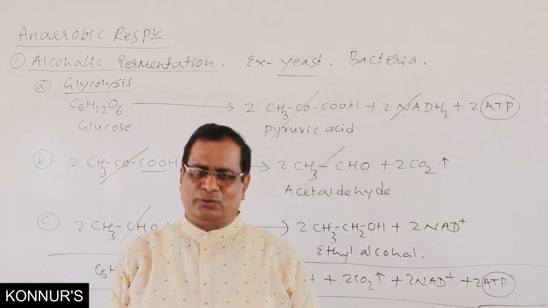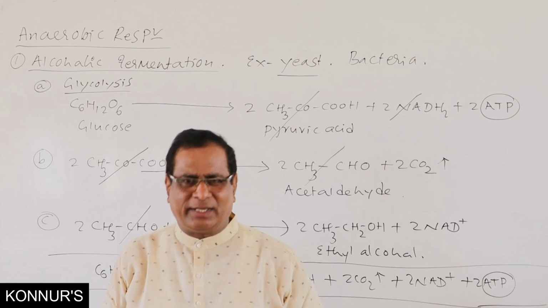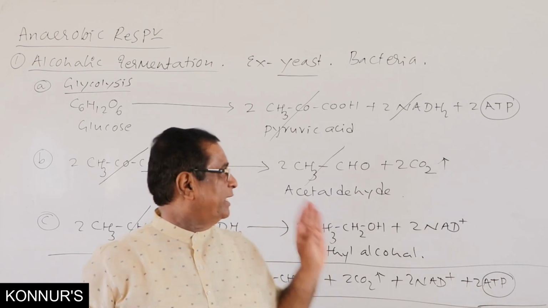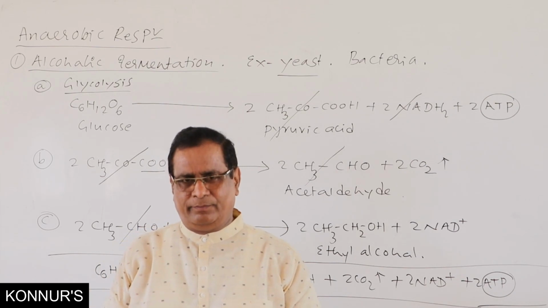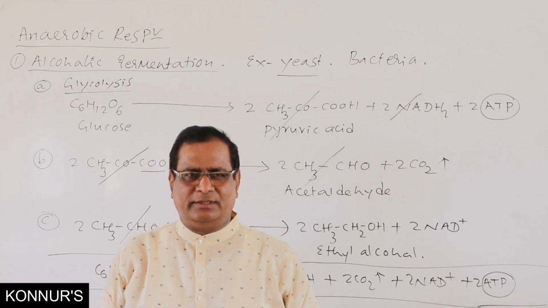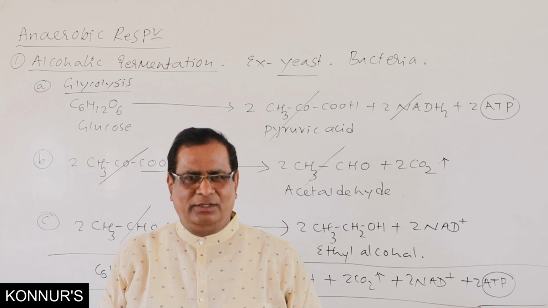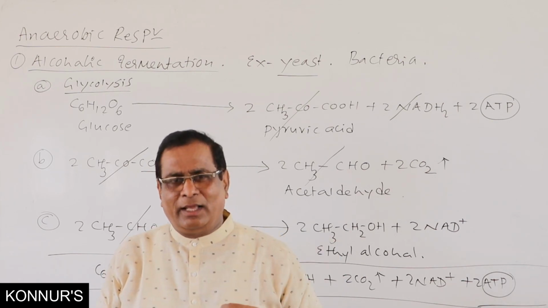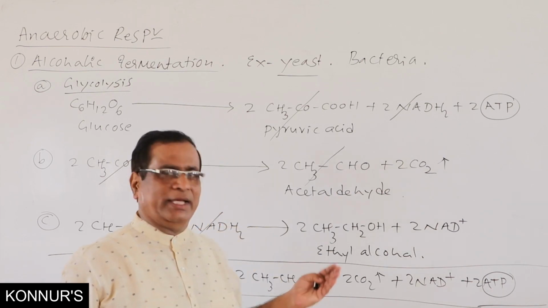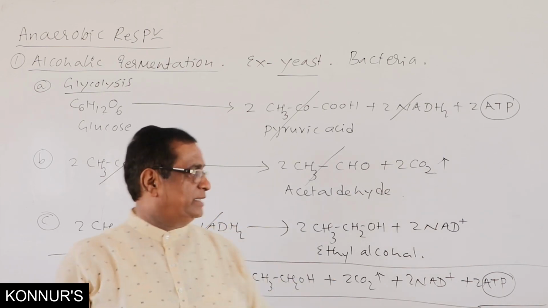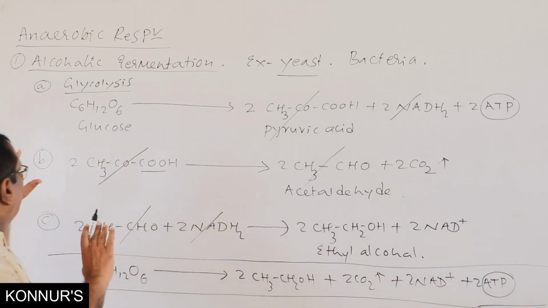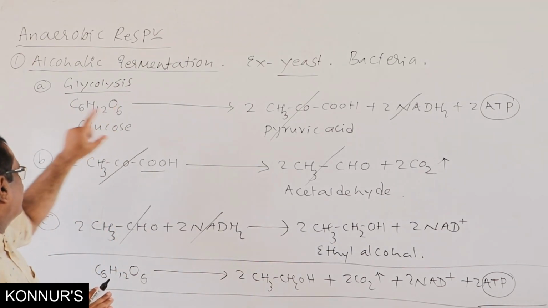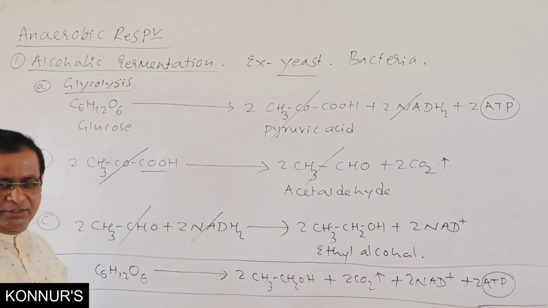Because it's a eukaryote, mitochondria is present. In case oxygen is available, they respire aerobically, giving 36 ATPs. If no oxygen, even though mitochondria are there, they respire anaerobically, giving 2 ATPs. This is a type of anaerobic respiration. One type of anaerobic respiration is alcoholic fermentation.